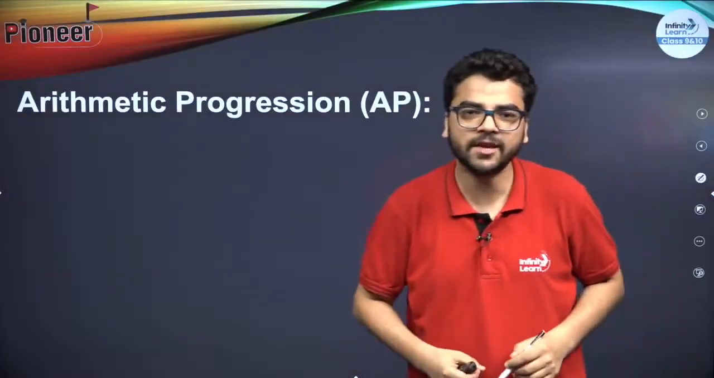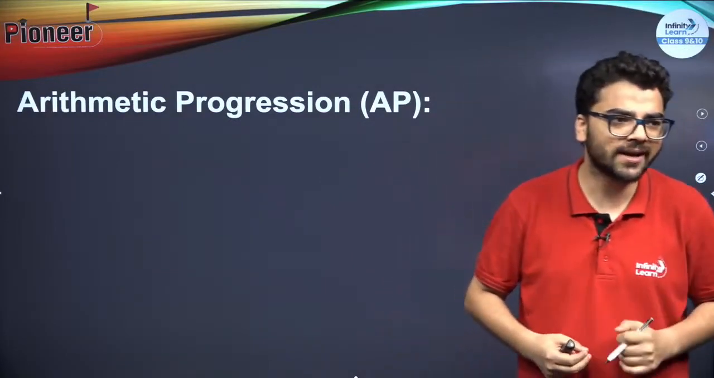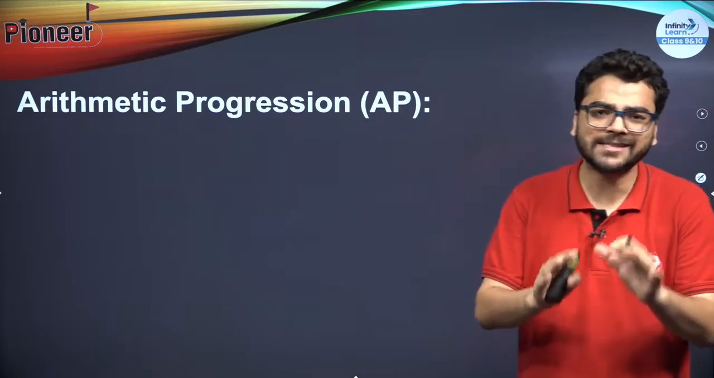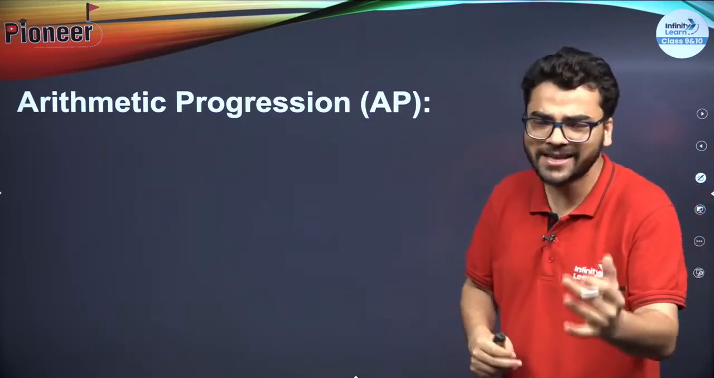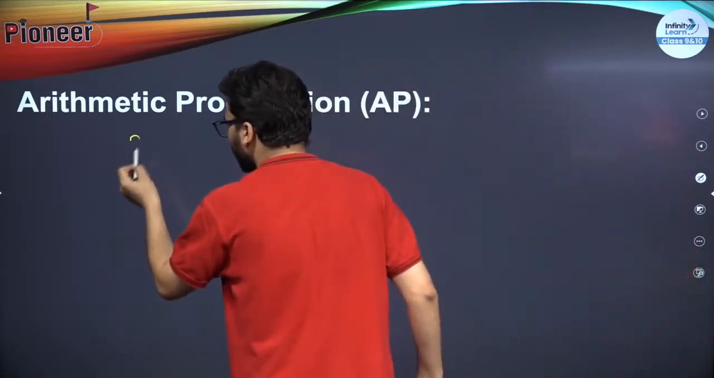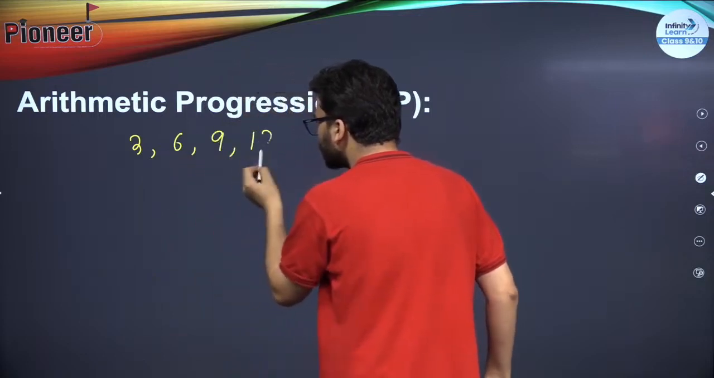Okay, so the very first thing over here is, what do you mean by an arithmetic progression? Can you tell that, guys? The very basic definition of arithmetic progression is, for example, I have got some numbers. I am taking a very basic example over here. For example, I am taking 3, 6, 9, 12 and so on.